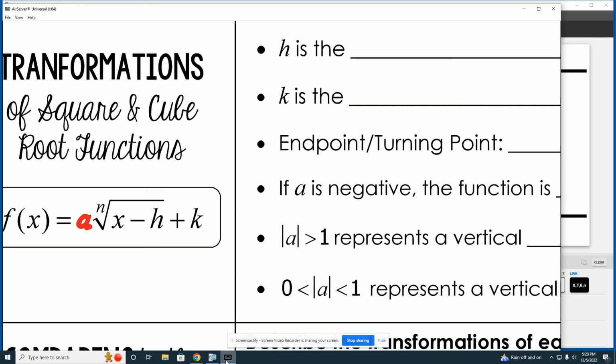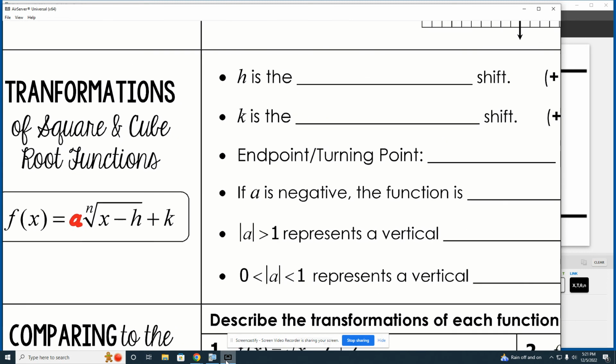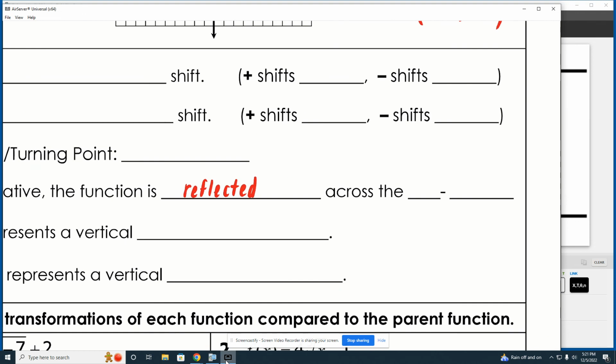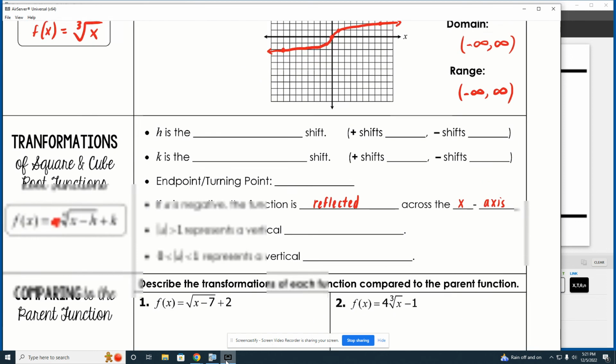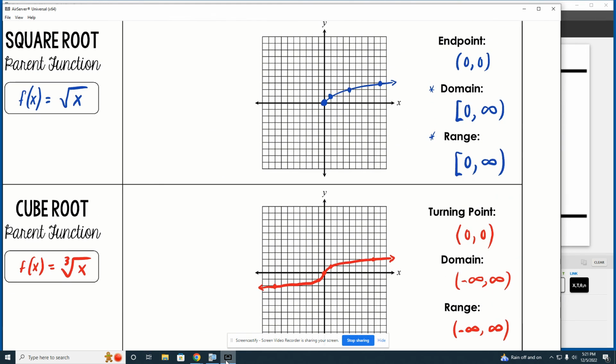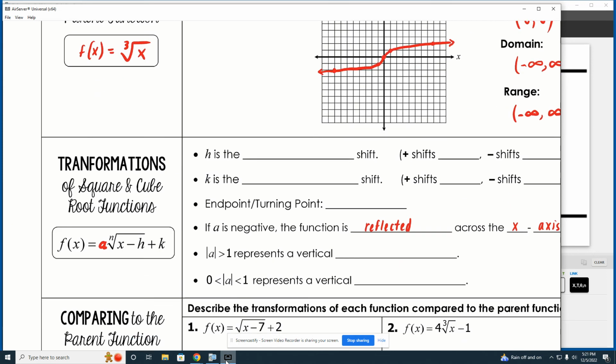One, if A is negative, the function is reflected across the x-axis. So the first thing that A could tell you is whether or not that thing's changed the way it's going. Okay, look, let me come back up here real quick. Here's the x-axis, right? So if that A value out there is negative, what's going to happen is it's going to reflect over that x-axis. So that's a transformation that you see if A is negative.